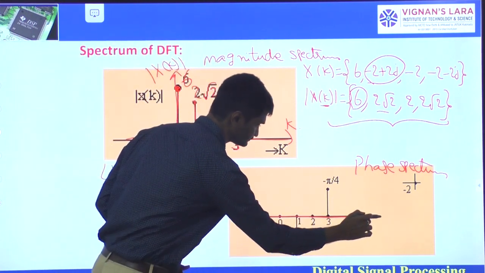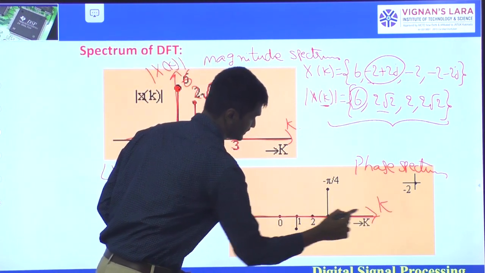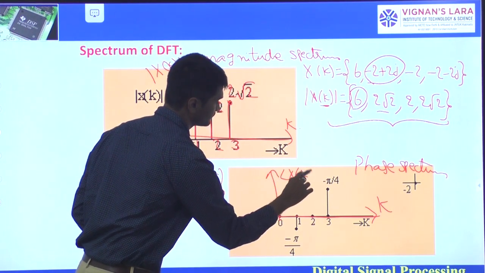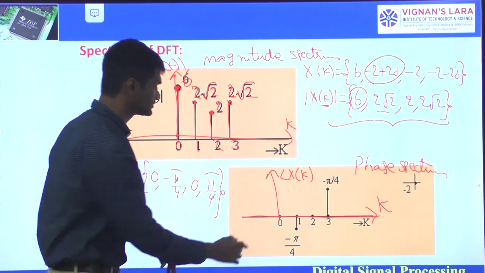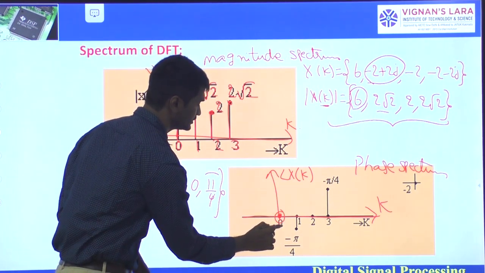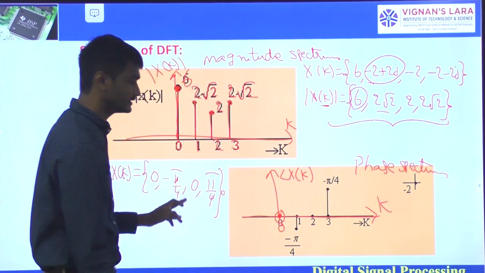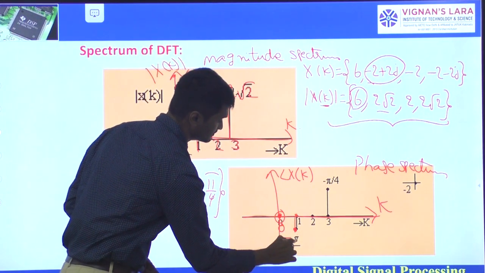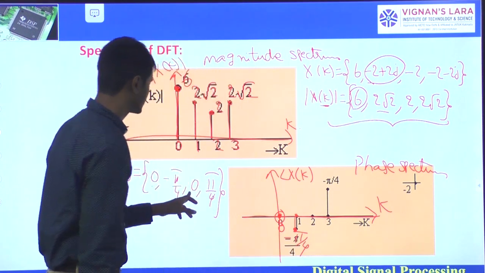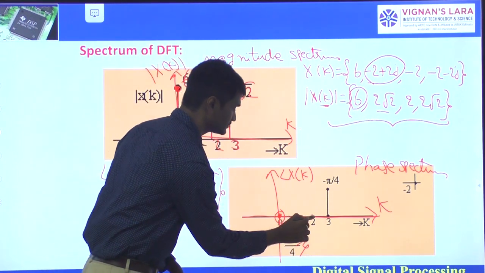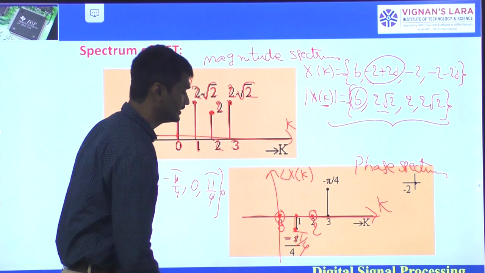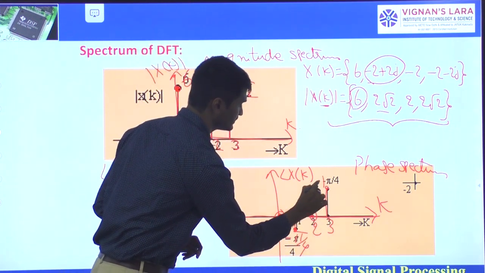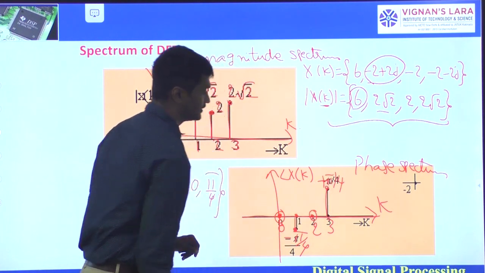See the spectrum. This is k, and this is the angle of X of k. So at k equals 0, it is 0 only. At k equals 1, it is minus pi by 4. At k equals 2, it is 0. At k equals 3, it is plus pi by 4.